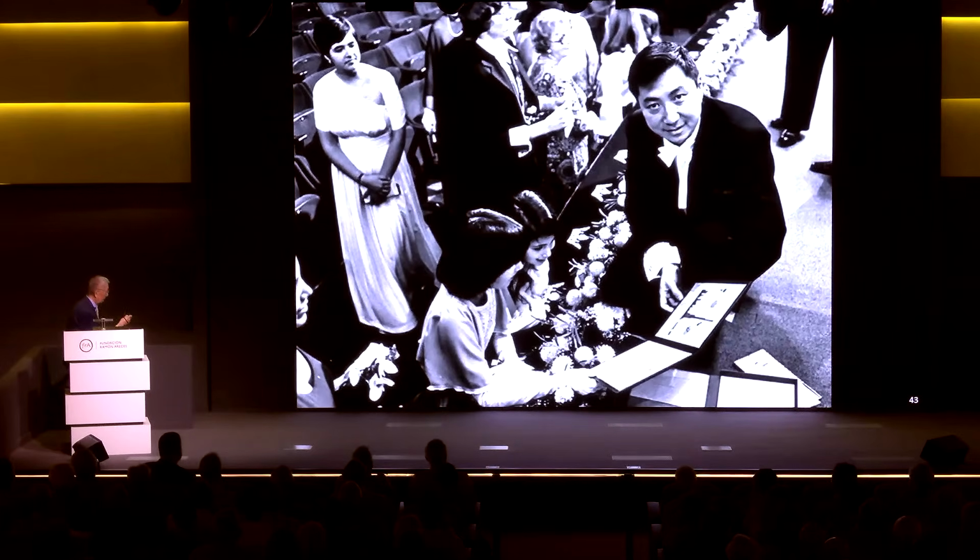So this is the awarding ceremony of the Nobel Prize. This is Richter's daughter, Elizabeth, and these are my two daughters, Jeannie and Amy.